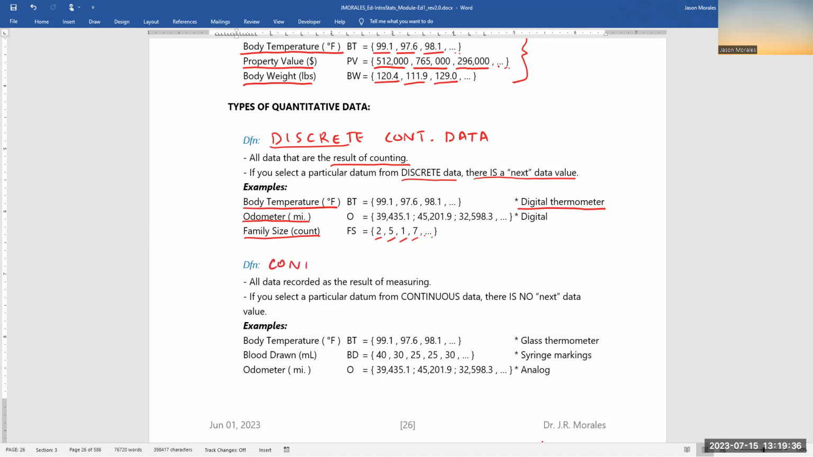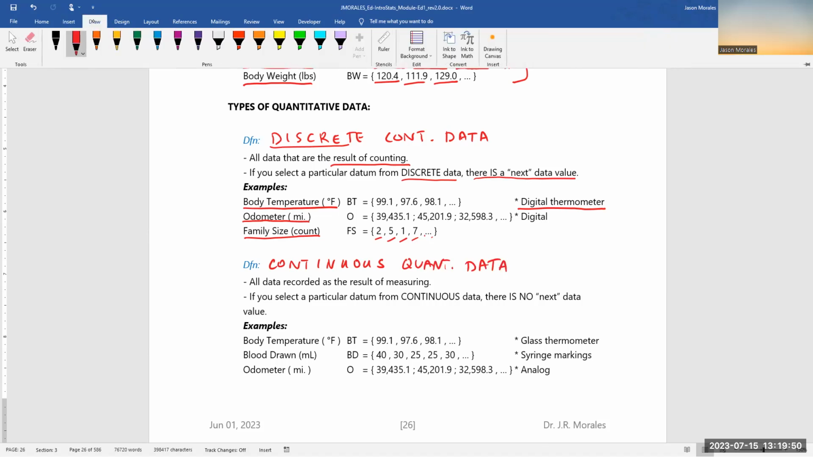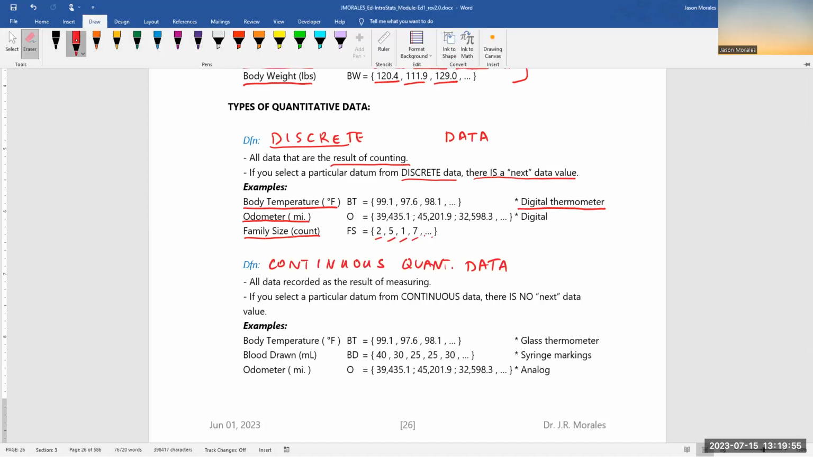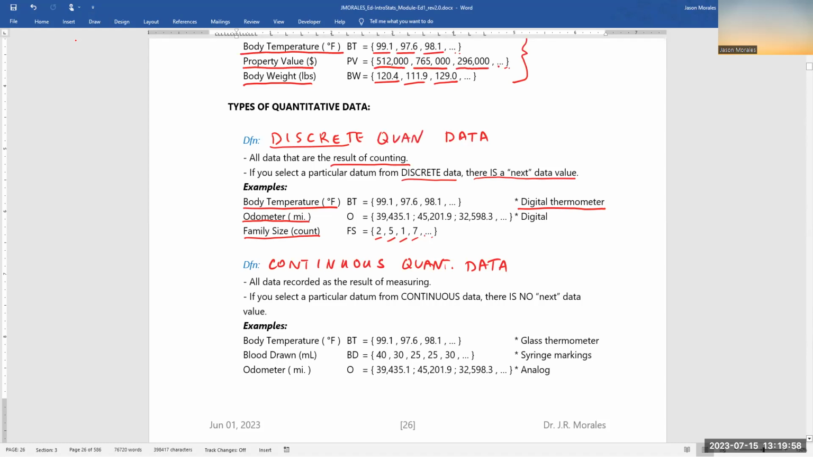So you could have continuous quantitative data. I need to change this, it should have been discrete. Okay, so under continuous quantitative data, this is all data that's recorded as a result of measuring. So if you select a particular datum from continuous data, there is no next data value.